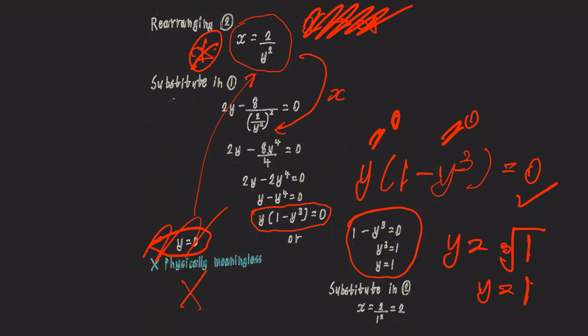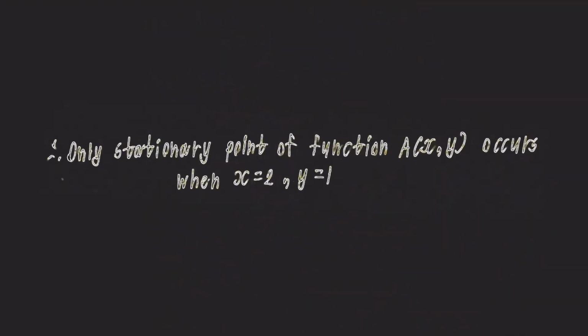We substitute y equal 1 in there, so we get x is equal to 2. So we have our solution for this set of simultaneous equations. That pretty much means the only stationary point of value for us of the function A(x,y) occurs when x equals 2 and y equals 1.